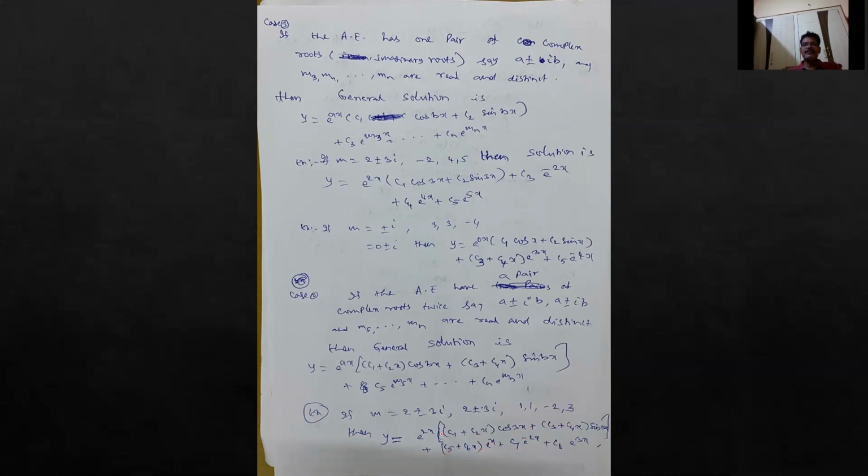So the first case is all roots real and distinct. The second case is some real roots are repeated. The third case is one pair of complex roots, and the fourth case is suppose a pair of complex roots repeated twice. How can we solve? We have seen this.